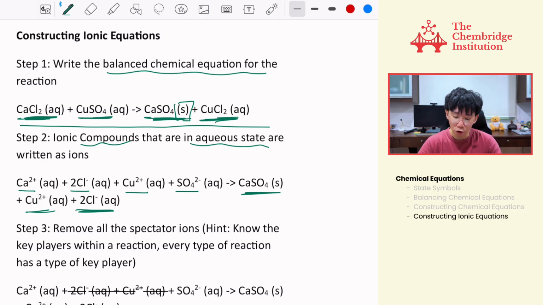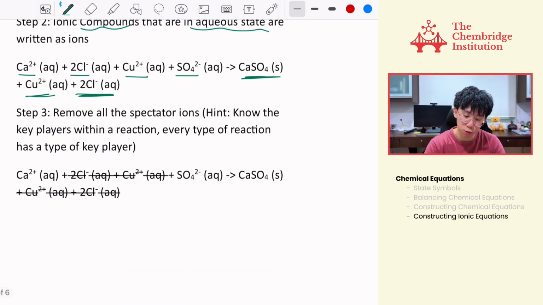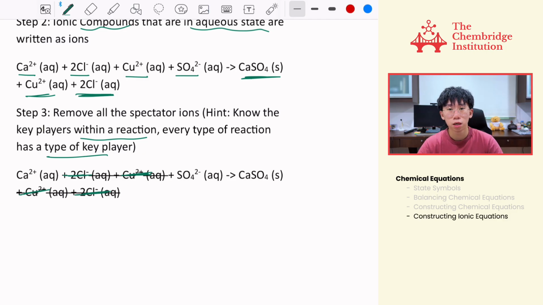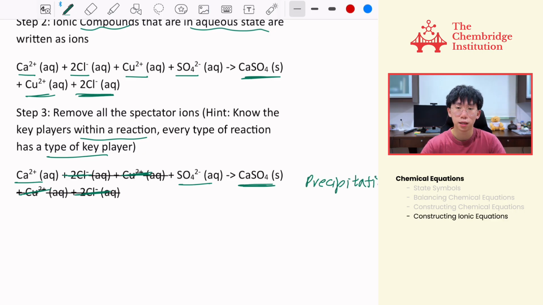And then after that, you want to remove all the spectator ions. Okay, so you want to know the key players within a reaction. In the simplest way possible, the key players, right, will not be cancelled out. So if you balance this properly, right, you can cancel out any ions that are on the left and right of the whole equation. For example, Cl- you can cancel out, Cu2+ you can cancel out, okay, because they're on both sides of the equation. And then finally, you have your ionic equation, which is actually just Ca2+ aqueous plus SO4 2- aqueous to give CaSO4 solid. This is actually a precipitation reaction, right? Which is a very common reaction that you will learn, especially when you do QA, right? And the ionic equation is as simple as this actually.